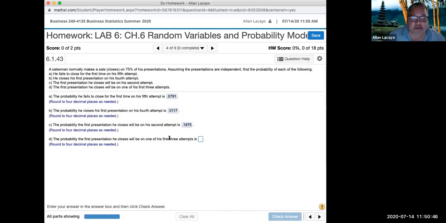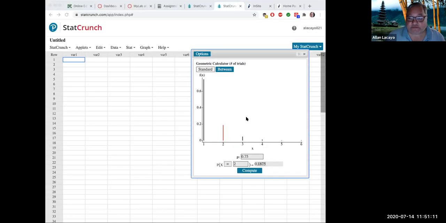And then the probability that the first closure is one of my first 3 attempts. So it could be on the first time I sell, or the 2nd, or the 3rd. Every time you hear the word or, you're supposed to be adding probabilities together. Just like every time you hear the probability of this and that, you're supposed to be multiplying probabilities. Therefore, in this case, one of the first 3 attempts being a sale means that I'm going to change this to less than or equal to 3.